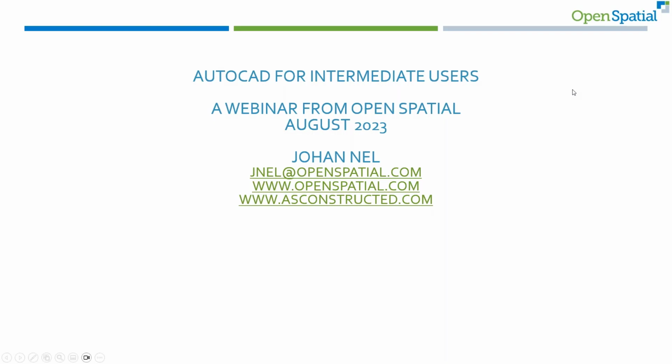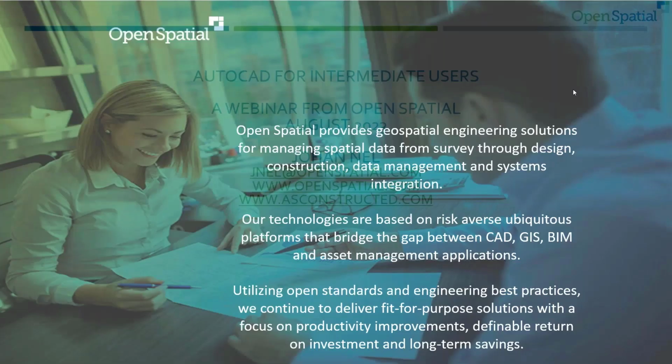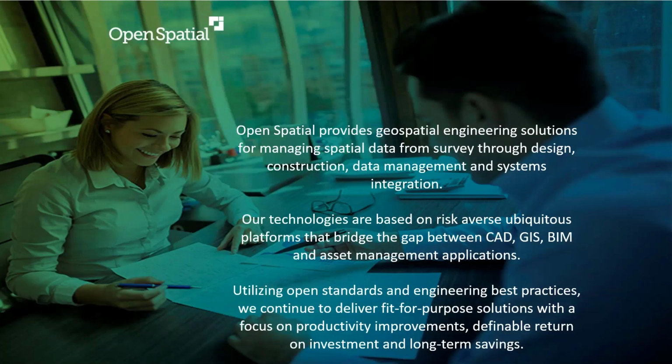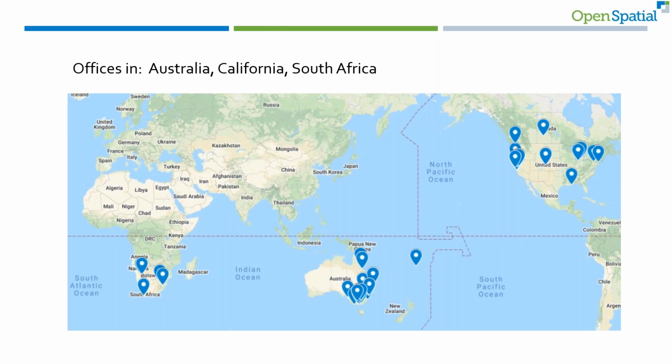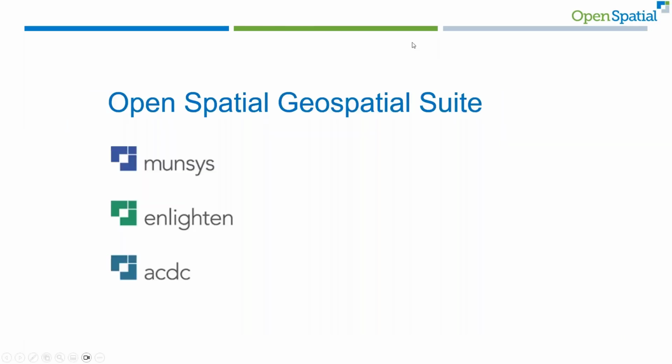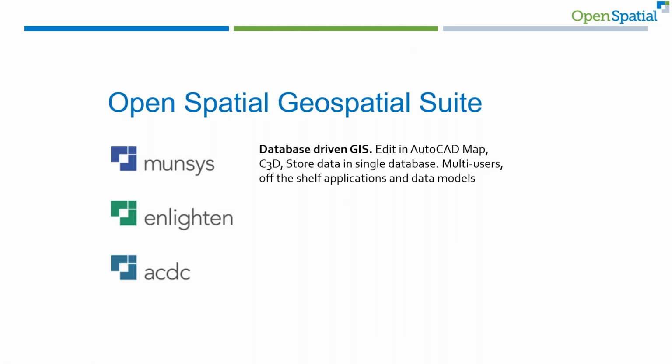What we're going to do, just a very quick introduction to Spatial. Spatial was started in about the late 90s, 1996, and we provide spatial engineering solutions for managing spatial data from survey through design, construction, data management and system integration. These are some of our customer base. We've got offices in Australia, the US and South Africa, and broadly our geospatial suite, Mansus, Enlighten and ACDC.